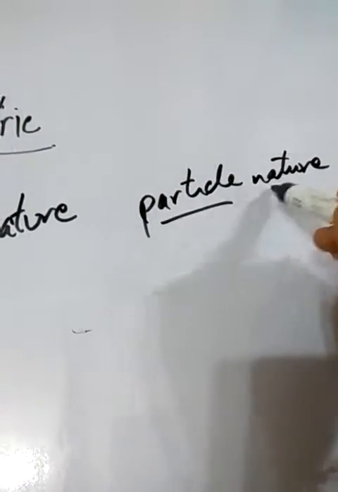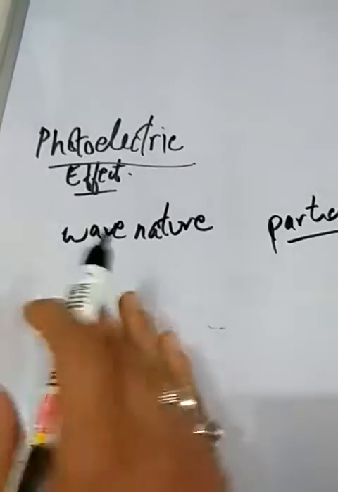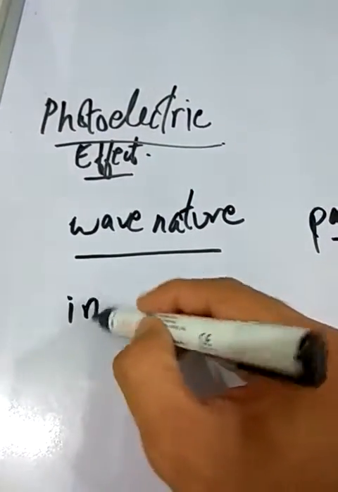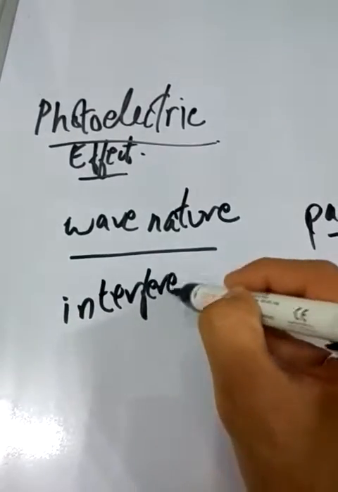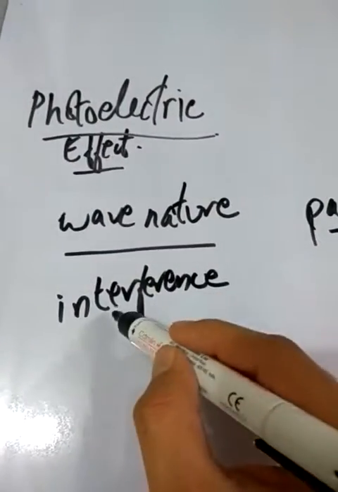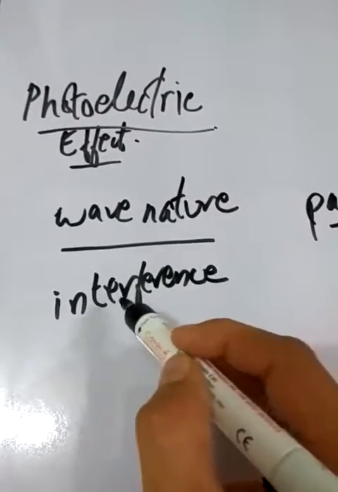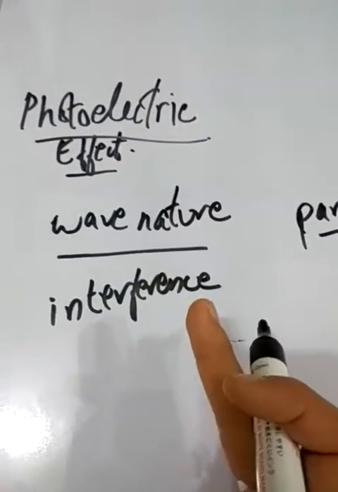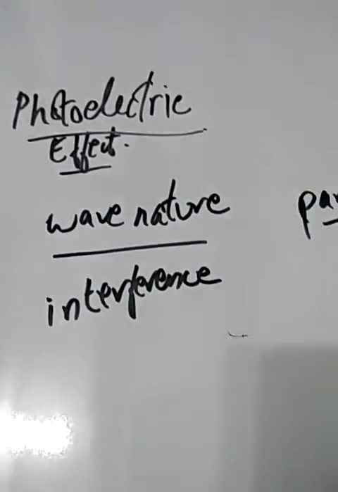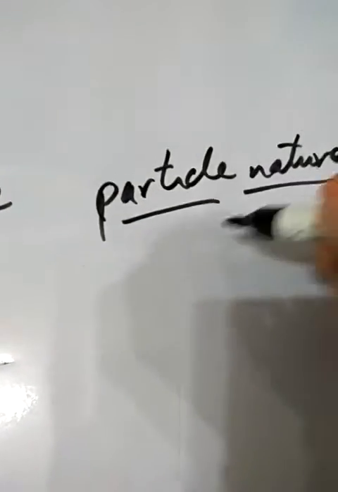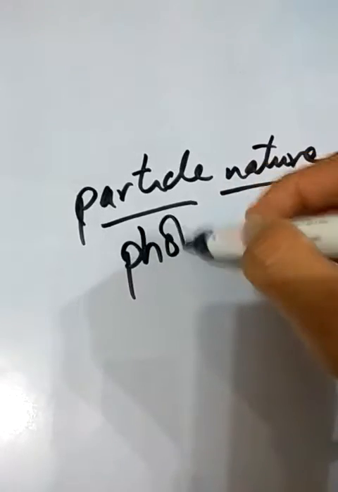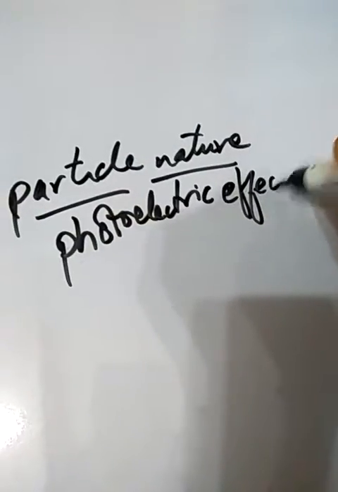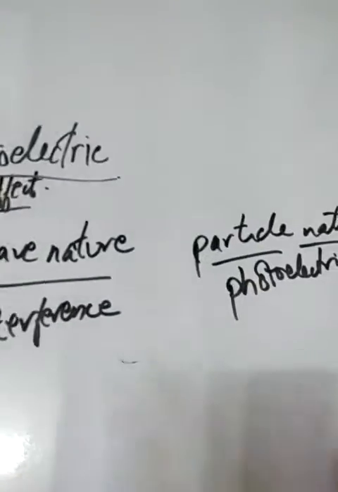These two are the broad divisions under which different phenomena are clubbed, like under wave nature, interference. We'll come to talk about interference in a different video. It's when light passes through a double slit or a slit. It is an interference phenomenon. And in particle nature, photoelectric effect. These are some of the many phenomena. These are not the only ones.